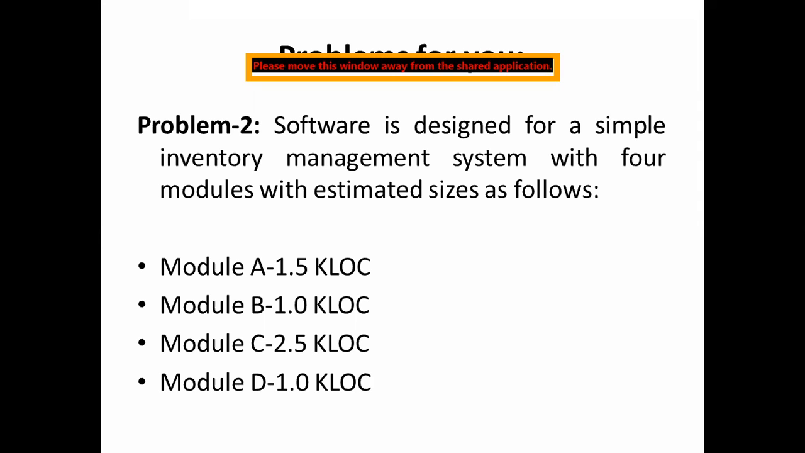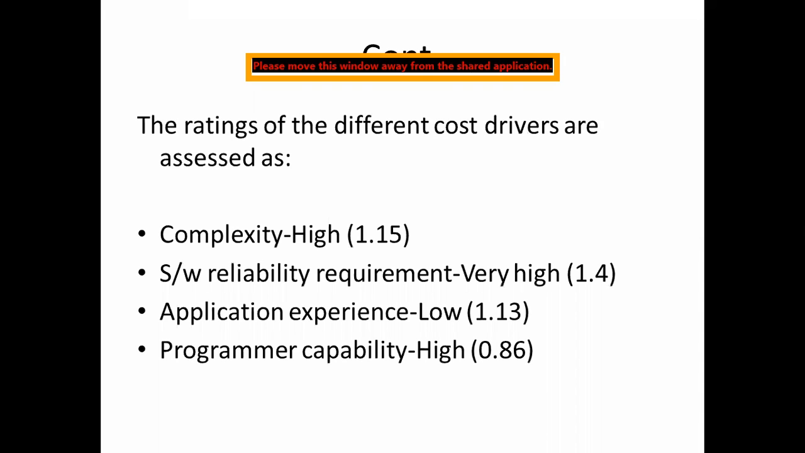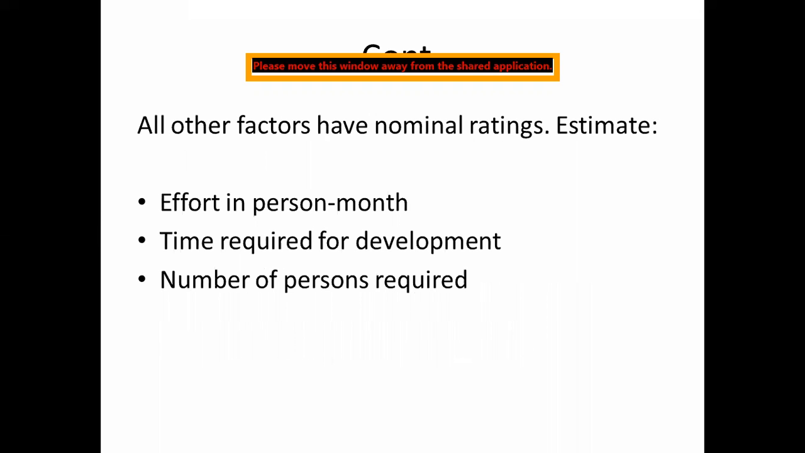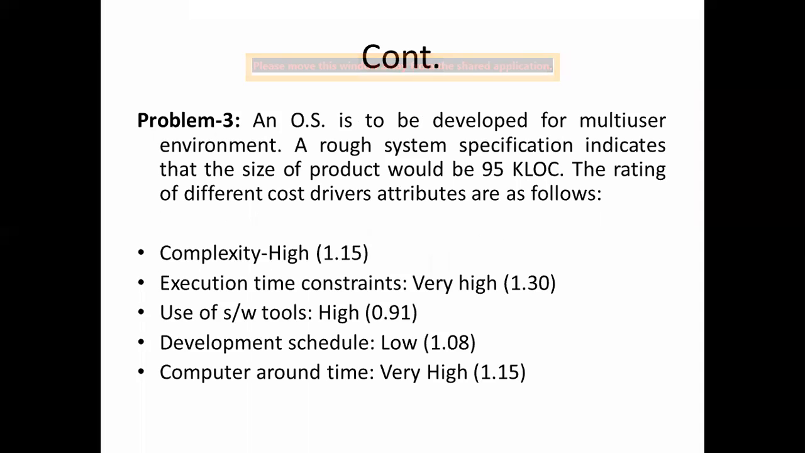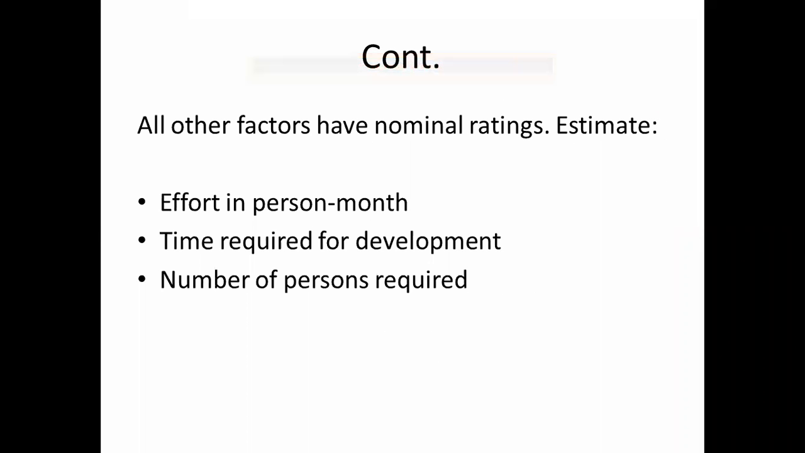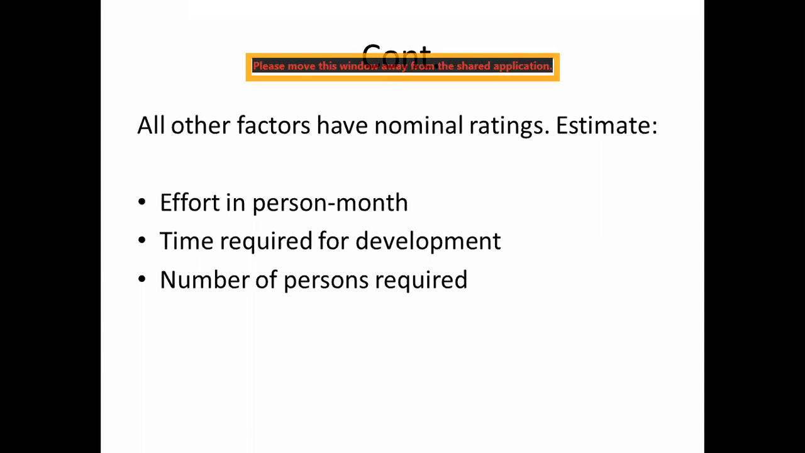And then you have to calculate the value of EAF. EAF is equal to 1.15 into 1.4 into 1.13 into 0.6, and the rest is into 1. Other factors have the nominal ratings. Now, after calculating the value of EI and EAF, you can calculate the final effort, capital E, and capital E is equal to EAF into EI.